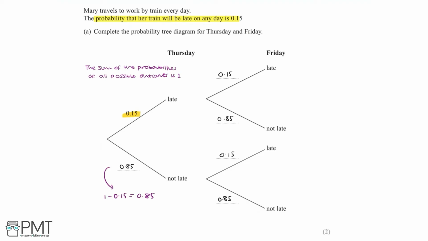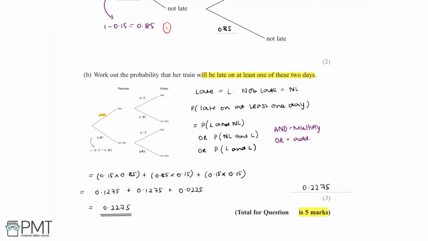We get the first mark in part A for doing 1 take away 0.15 is equal to 0.85. And we get the second mark in part A for having a fully correct tree diagram. We then get the third mark in part B for saying that the probability that her train will be late on at least one of these 2 days is the probability that the train will be late and then not late, or the probability that the train will be not late and then late, or the probability that the train will be late and then late again.